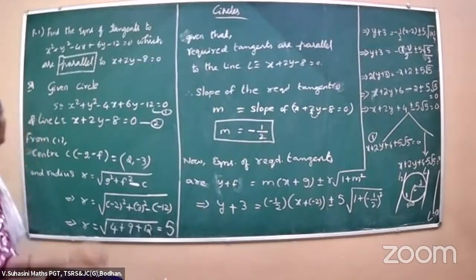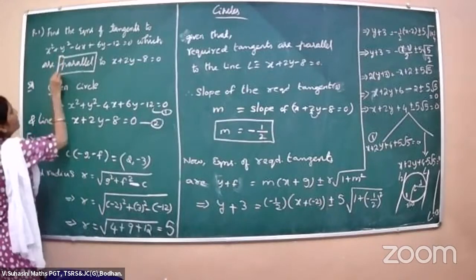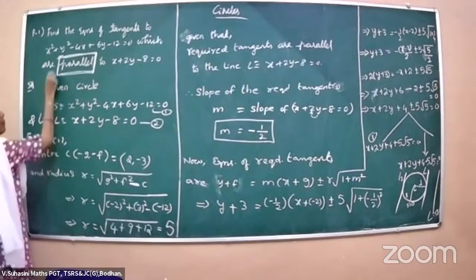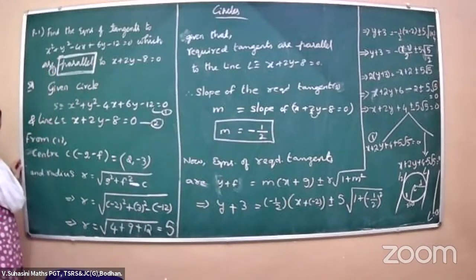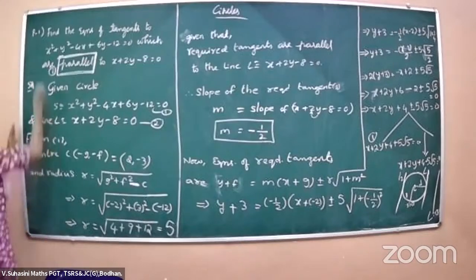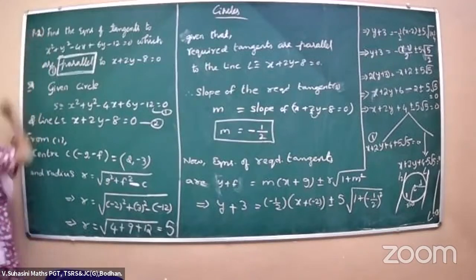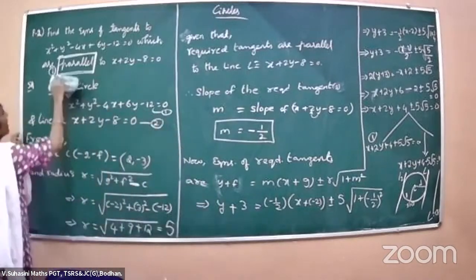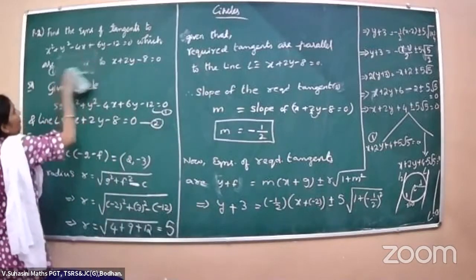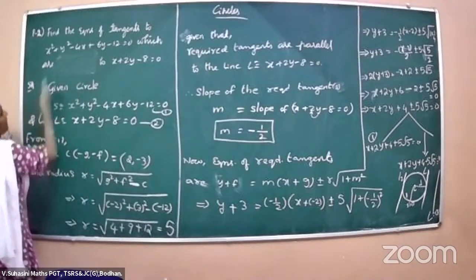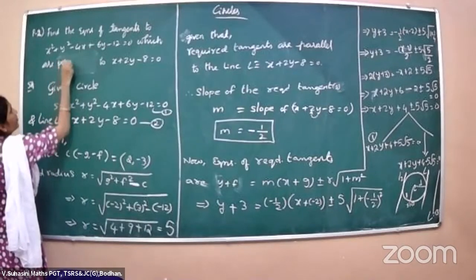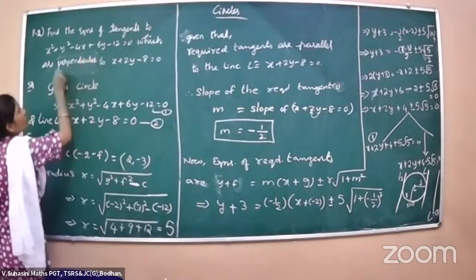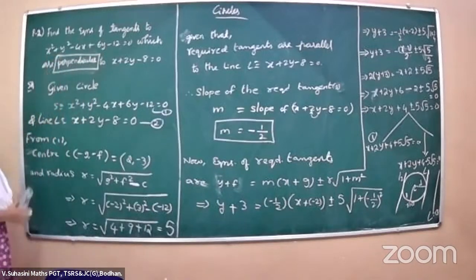Children, here we observe that the required tangent is parallel to the given line. Suppose this is the first question. Suppose we have another question, problem number 2. In problem number 2, instead of parallel, if I have the condition perpendicular, what will be the procedure?